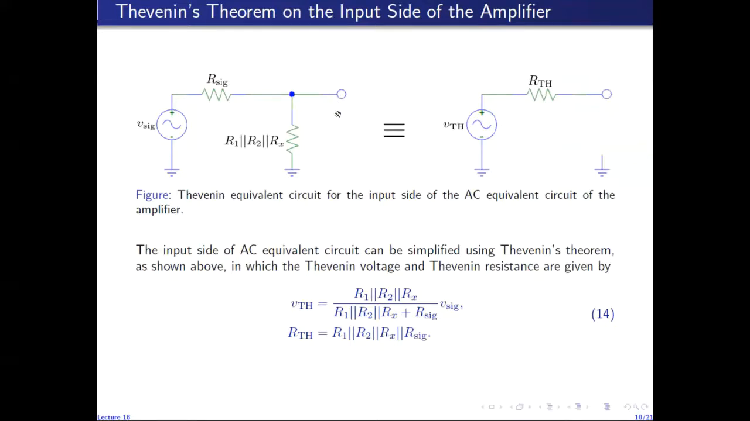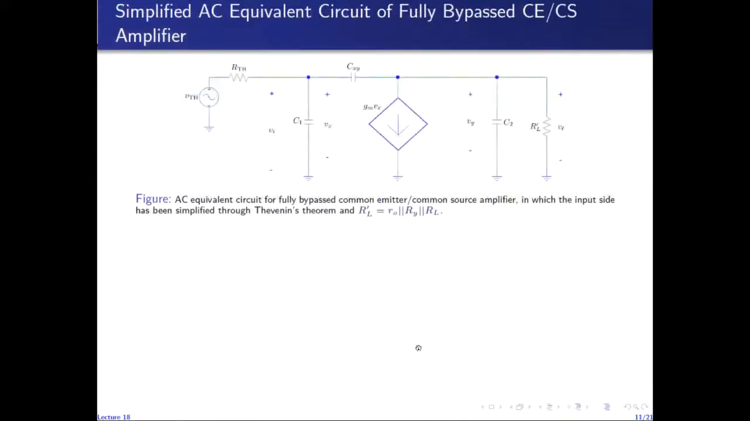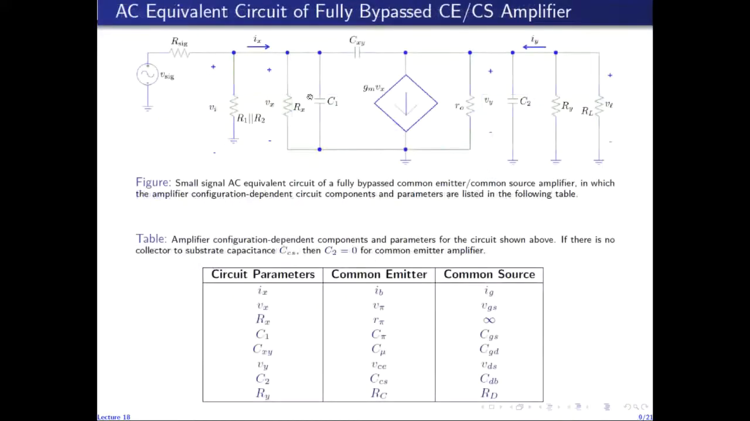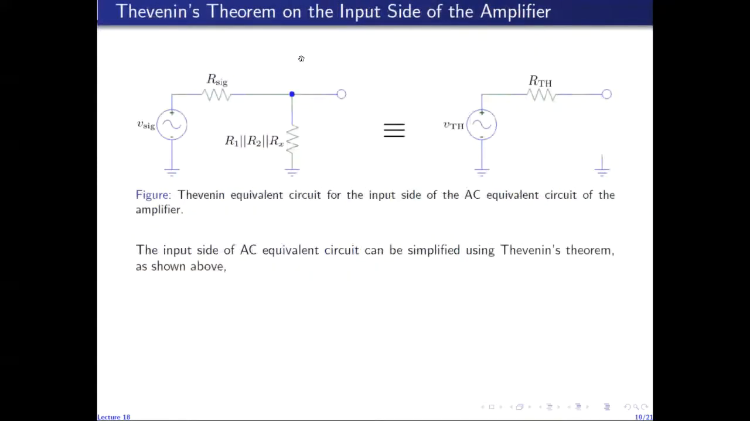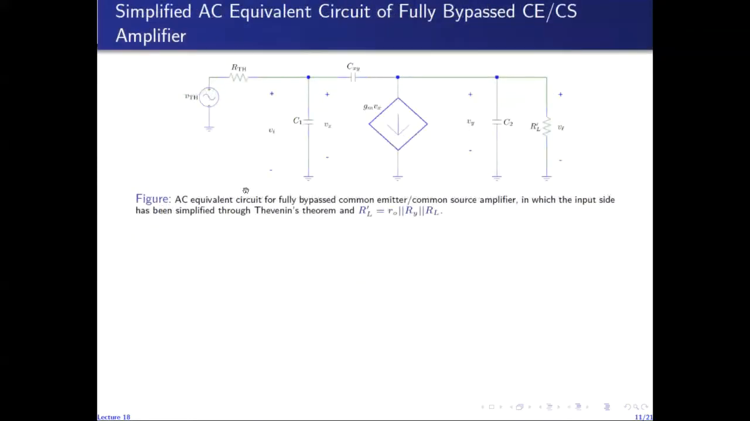On the other hand, V Thevenin is the open circuit voltage between this node and ground. So this voltage is given by the voltage division of V-sig into this resistance and this resistance, so it is given by this ratio. So we can replace this portion of the small signal AC equivalent circuit by this simplified Thevenin equivalent circuit, in which V Thevenin is given by this expression and R Thevenin is given by this expression. So replacing this portion with its Thevenin equivalent circuit, we get a simplified small signal AC equivalent circuit, which is given in this diagram here.